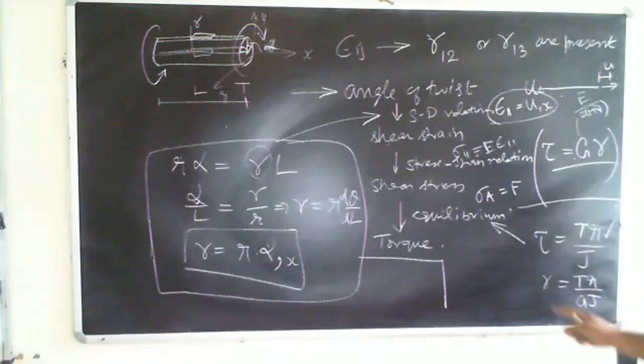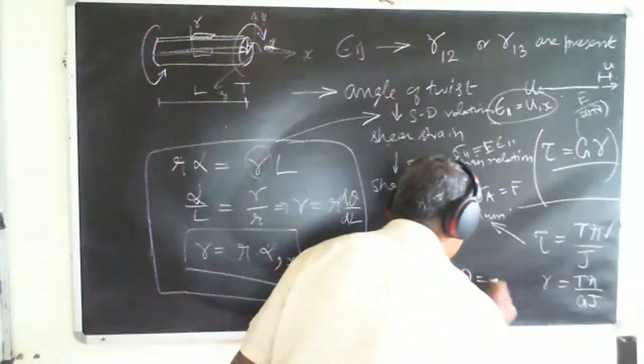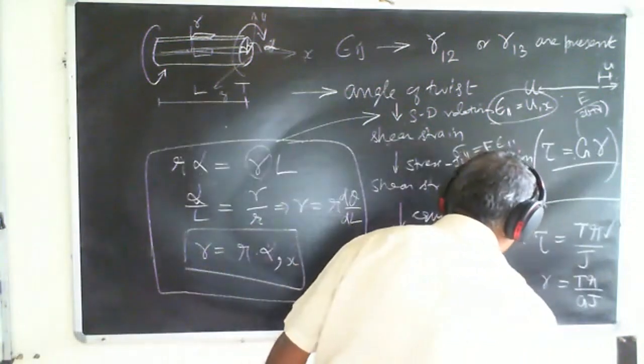Is this correct? Yes, sir. All right. And what was theta? Theta is equal to TL by GJ. GJ. Very good.